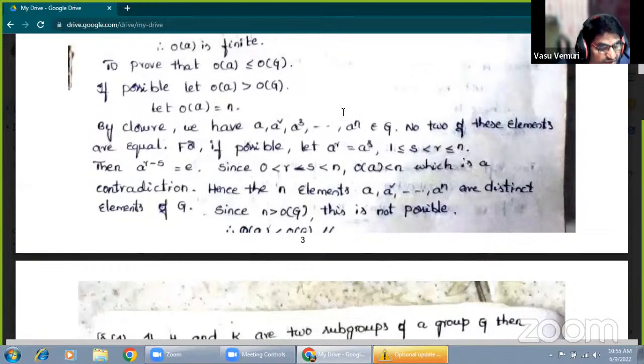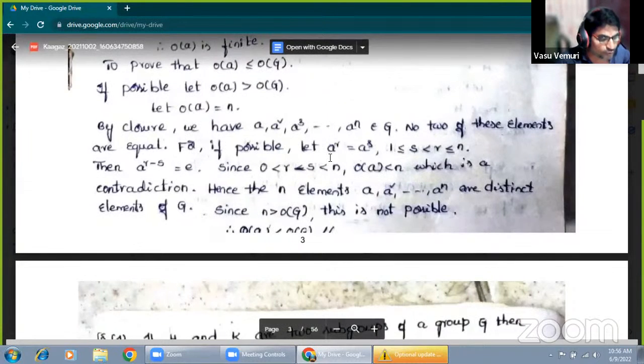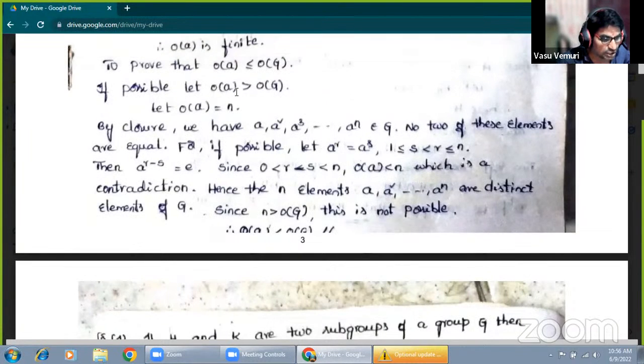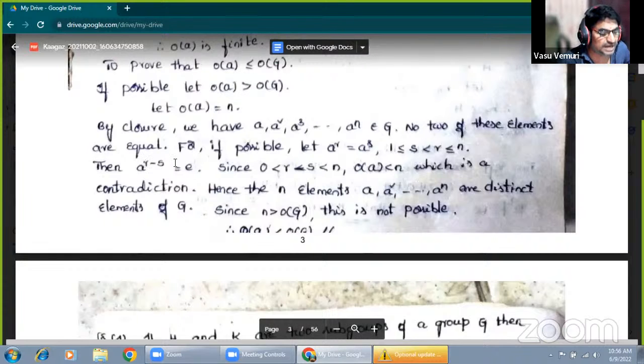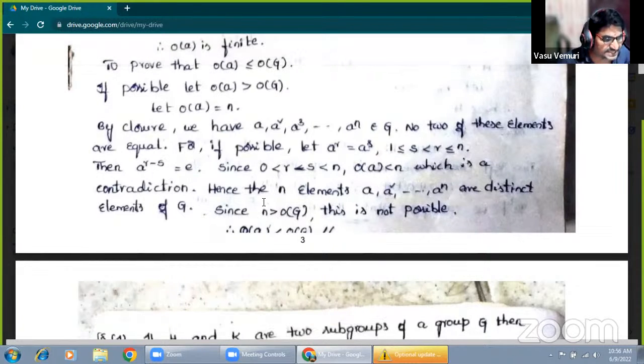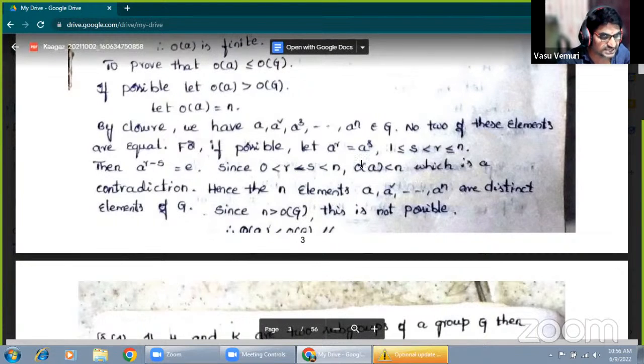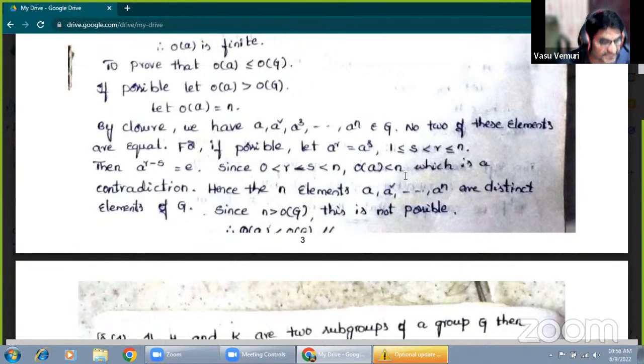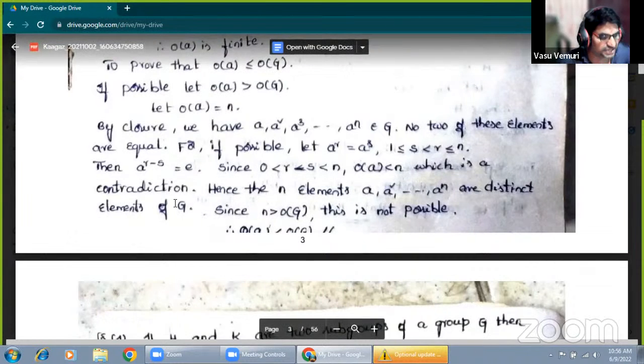The integral powers of the element between s and r, that is a power s and a power r, are both equal, with 1 less than or equal to s less than r. These lie between 1 and n. Applying a power minus s, we have derived a power r minus s equal to e. That integral power r minus s lies between 0 and n, because r is greater than s. But the order of an element is always less than n here, which is a contradiction.